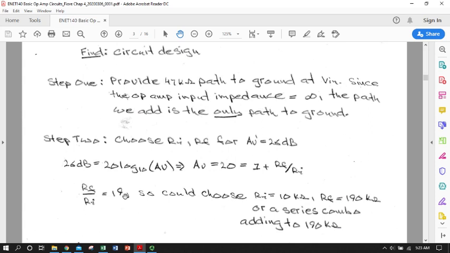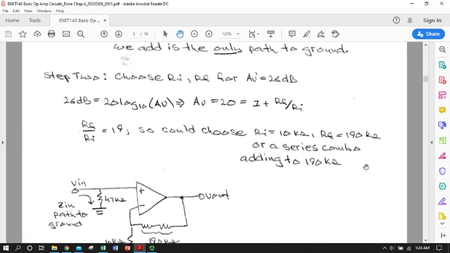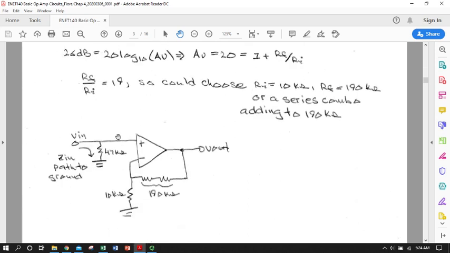So there's any number of resistors that would work. If we chose a couple that were on the high side, we could, for instance, choose 10 kiloohms for RI and 190 kiloohms for RF. Or we could use any kind of series combo to get that 190, because 190 kiloohms is not a standard size. We could go on the low side or the high side, but we would have to retain this ratio to retain the gain that we needed.